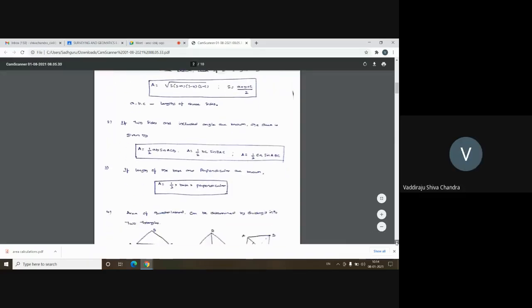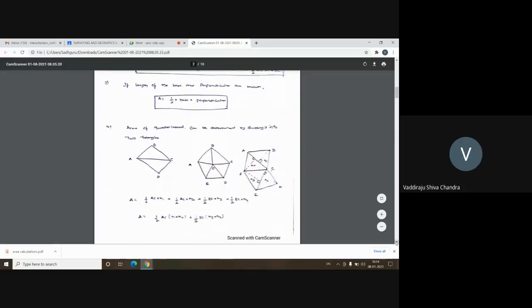A quadrilateral can be divided into a set of triangles, or a polygon can be divided into a set of triangles. You can see in the first figure, this is a quadrilateral, so I'm dividing it into two triangles. Then I can determine the area of ABC and ACD, and if I add these two areas, I'll get the total area enclosed by ABCD. Similarly, this is a pentagon, or we can also call it a polygon. It is divided into five areas: AOB, BOC, COD, DOE, and EOA.